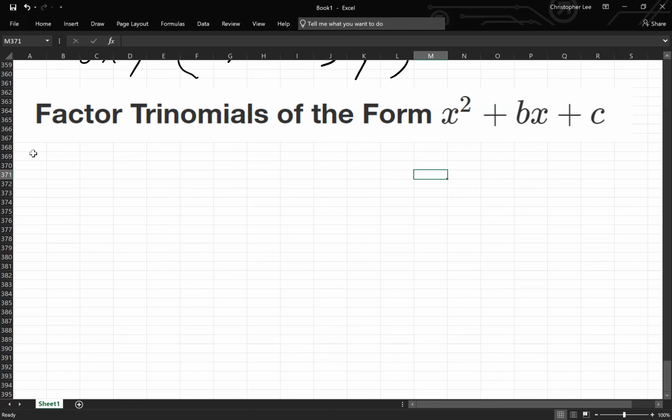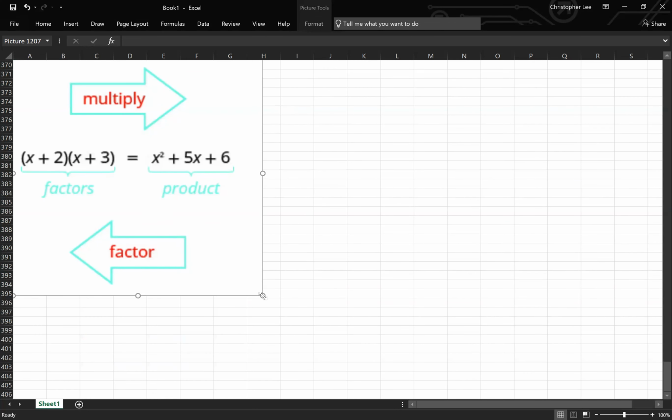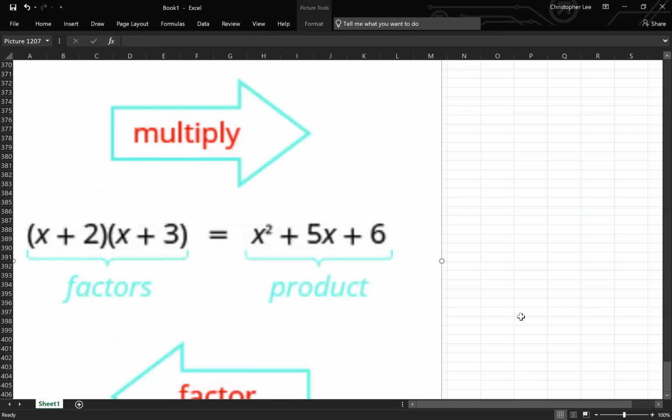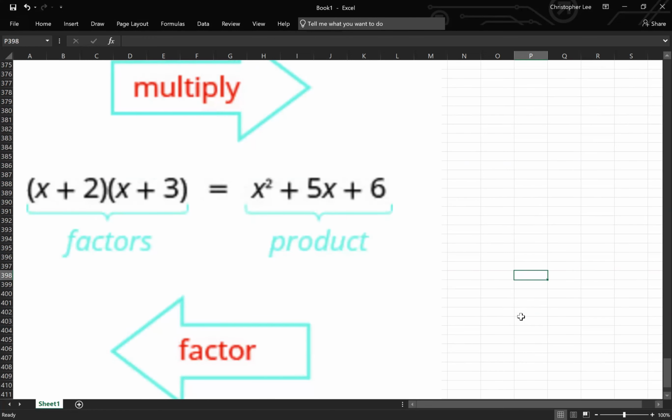Just to refresh our memories a little bit: if I have x plus 2 times x plus 3, which are the factors, that's gonna equal the product, which is x squared plus 5x plus 6. When we go from factors to product, that's multiplying, but when we go from the product to the factors, that's factoring. I'm going to give you products, and I want you to give me back factors.